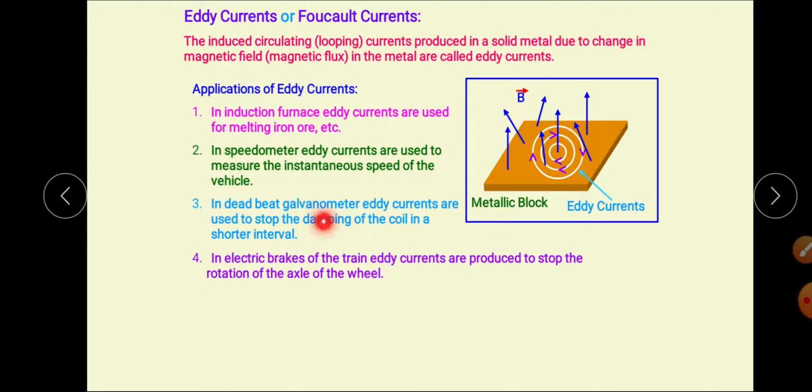Next, in the deadbeat galvanometer, eddy currents are used to stop the damping of the coil in a short interval. Dear students, a galvanometer is a device which is used to show whether current is flowing or not flowing in a circuit. Suppose we give current to a galvanometer, then the needle suddenly goes to the maximum, and suppose we remove the current, then the needle will suddenly come back to the initial position.